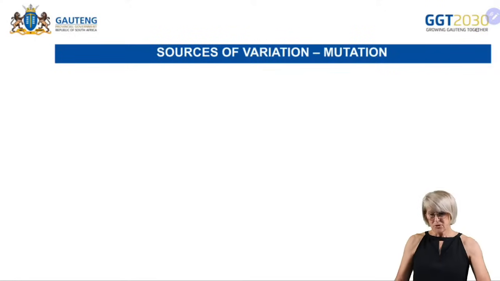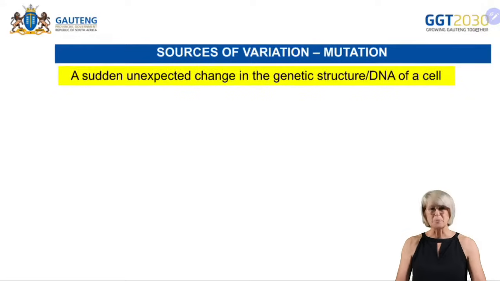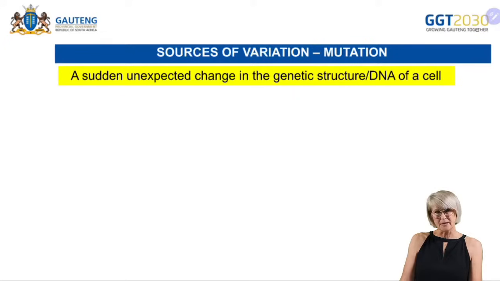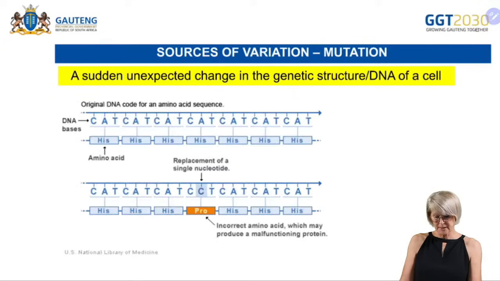All right, then we need to look at the sources of variation, and this is a little bit of revision because a lot of this you have covered in earlier topics during the year. So the first source would be a mutation. And remember, a mutation occurs when DNA is replicating. A mutation is a sudden, unexpected change in the genetic structure of the DNA of a cell.